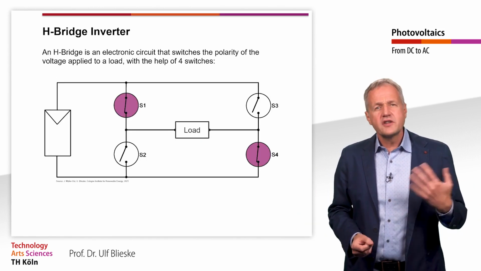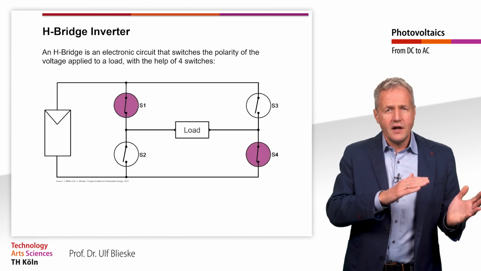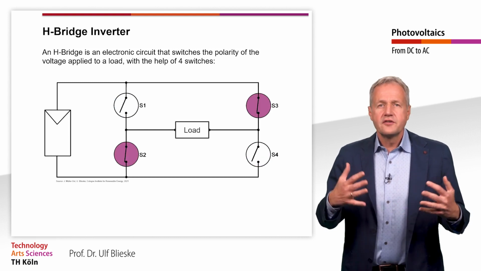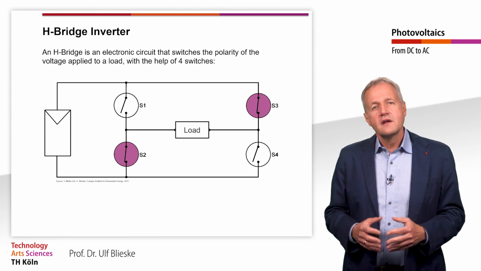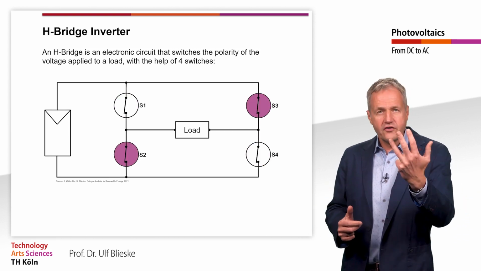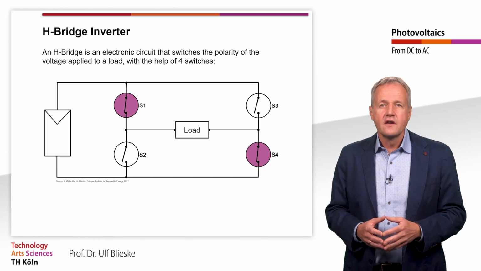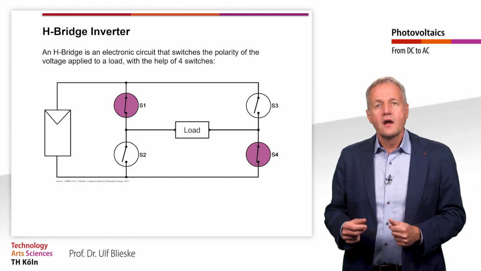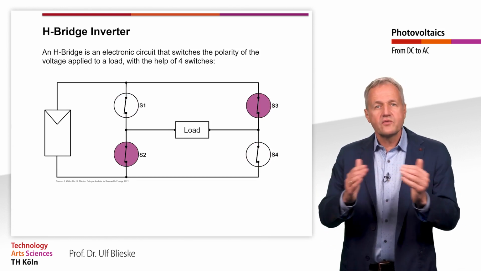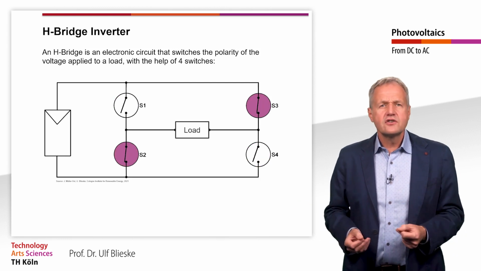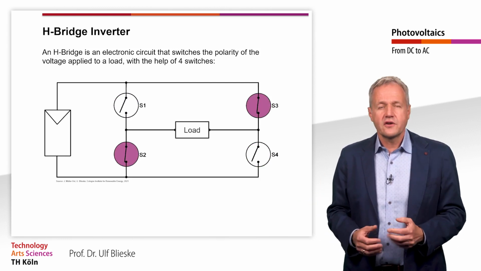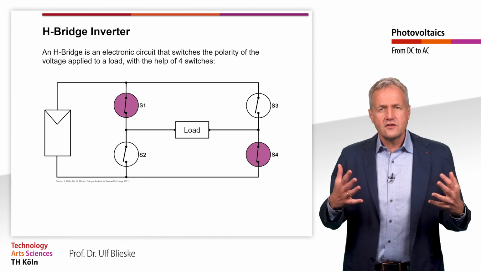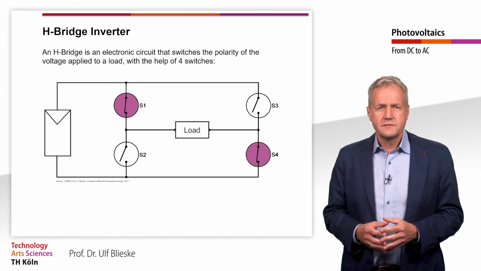To understand the basic principle of converting direct current into alternating current, let's first look at a very simple circuit, the full bridge inverter. In this circuit there are 4 switches, S1 to S4, which are each switched alternately in pairs. A load is connected between the switches. There are basically 2 switching states in the circuit. To better understand the circuit, let's take a closer look at the 2 switching states.